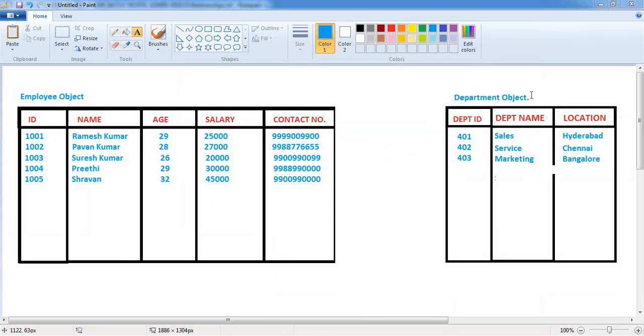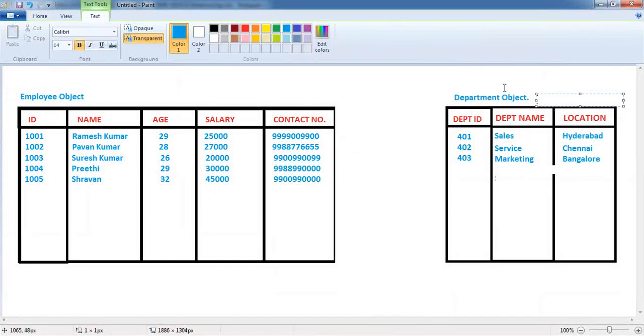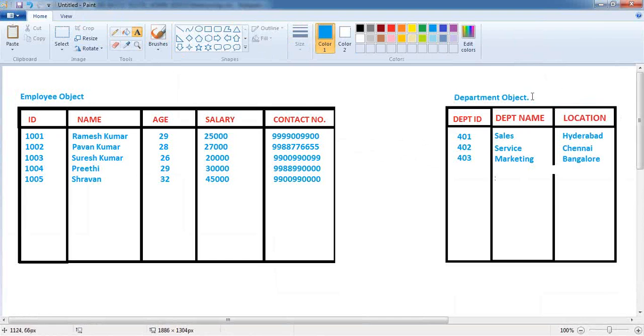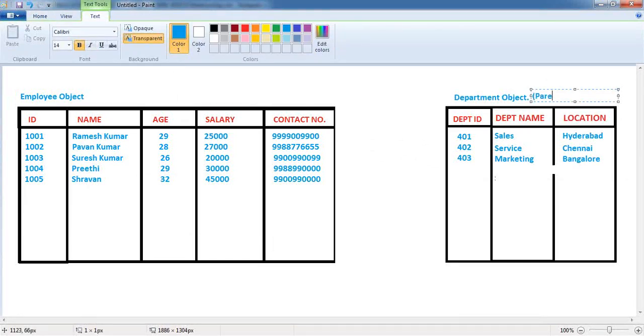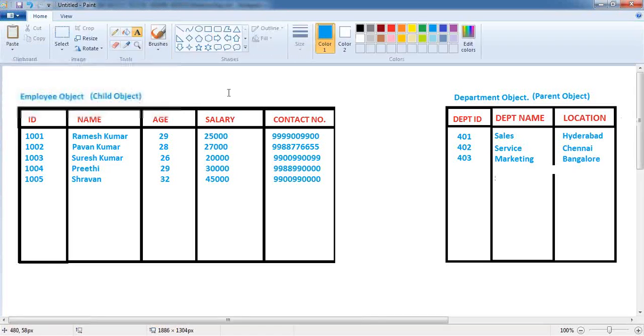Now we have to identify the parent and the child objects. We have identified the department object as the parent object, and the employee object as the child object. So we have the department and the employee, where department is the parent and employee is the child. These two objects are available right now.